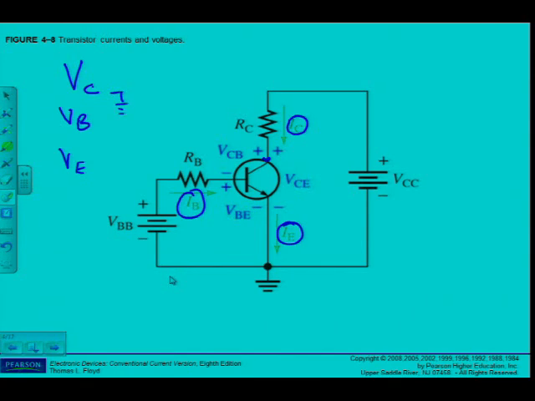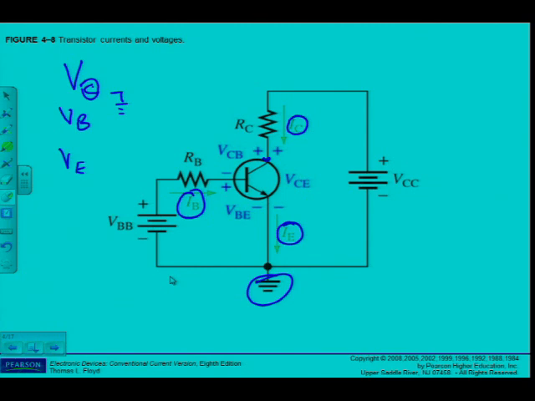Single subscript, red lead will go on the subscript, which is C in this case. The black lead will go on to the ground. Then I measure the voltage with reference to ground. So that goes for VC, VB, and VE, which I can measure in that way.